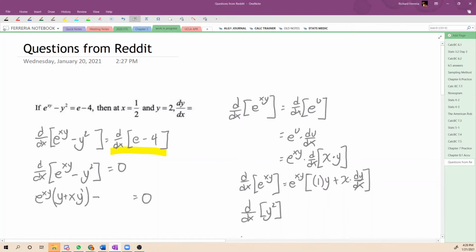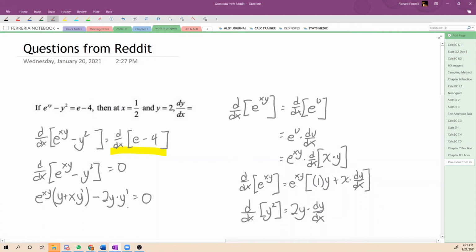For the second part of the left side, we've got the derivative of y squared, and the derivative of anything to the second power is 2 times that thing multiplied by the derivative of that thing. Okay, so after derivatives, I have that e to the xy power multiplied by the quantity of y plus xy prime, minus 2y prime is equal to 0.